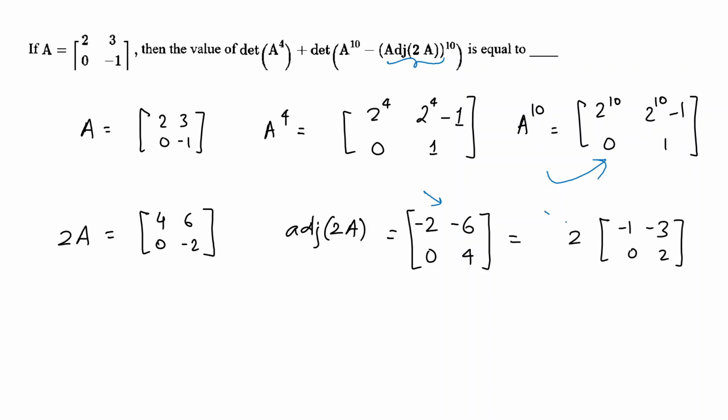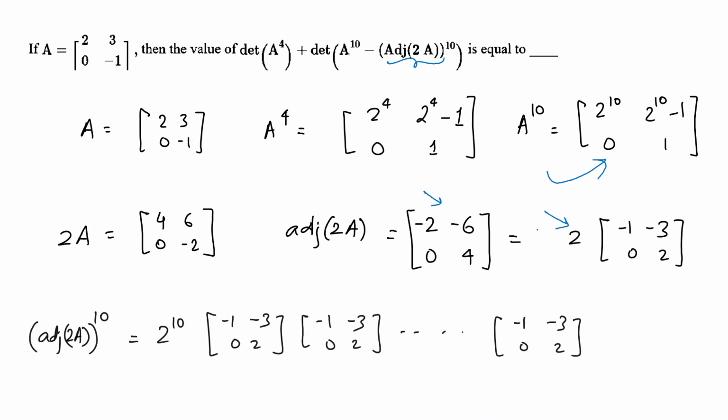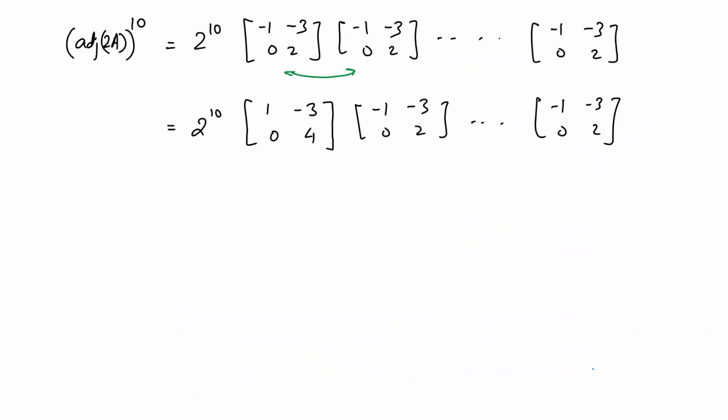You can take this 2 common out, and then you can think about it. So 2 to the power 10 will be common because of this 2 here, and then you have to multiply this matrix 10 times. And this is not so difficult. You multiply a few times and you will get the pattern. So when you multiply it a few times, what happens? The first multiplication will give you -1 changing to 1 here, -3 will remain -3, 0 will get 0 here, and this 2 will become 4 here.